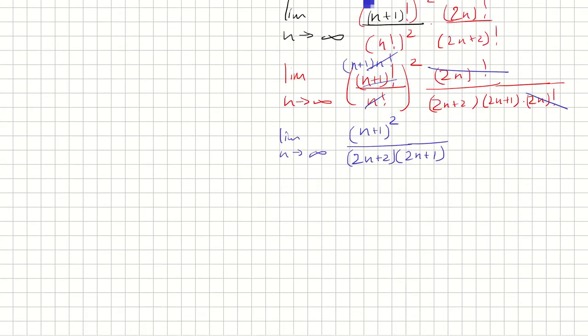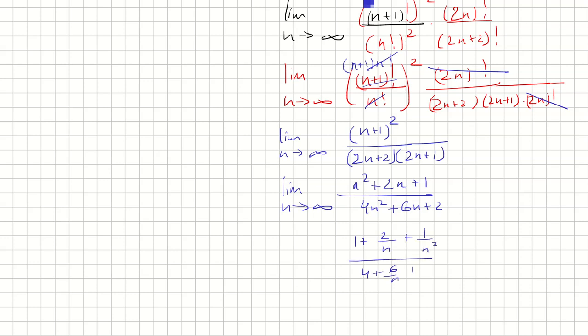I'm going to expand this and multiply the denominator. So we have n squared plus 2n plus 1 over 4n squared plus 6n plus 2. I'm going to divide everything by n squared to get 1 plus 2 over n plus 1 over n squared over 4 plus 6 over n plus 2 over n squared. And then a lot of things are going to cancel. So 2 over n goes to 0, 1 over n squared, 6 over n, 2 over n squared all go to 0, and I'm left with 1/4.